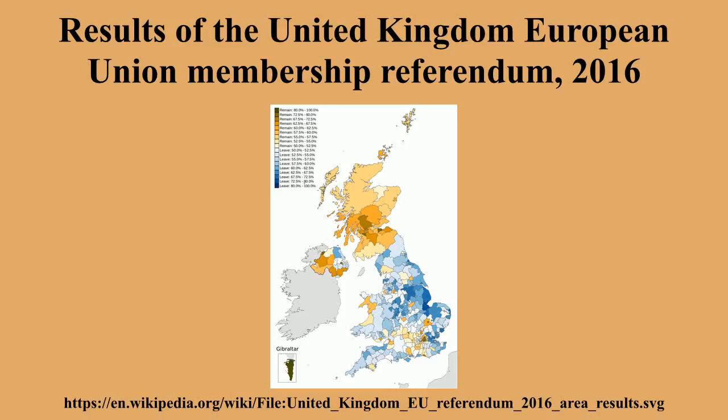Gibraltar. For the purposes of this referendum, and as is the case with European parliamentary elections, the overseas territory of Gibraltar was a single voting area placed in the South West England constituency.